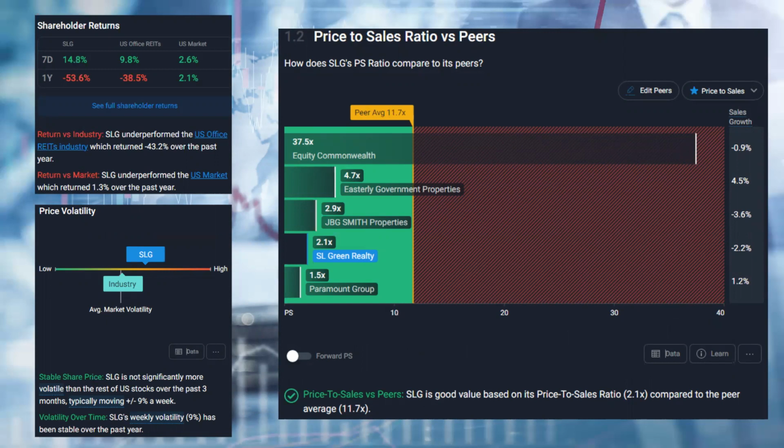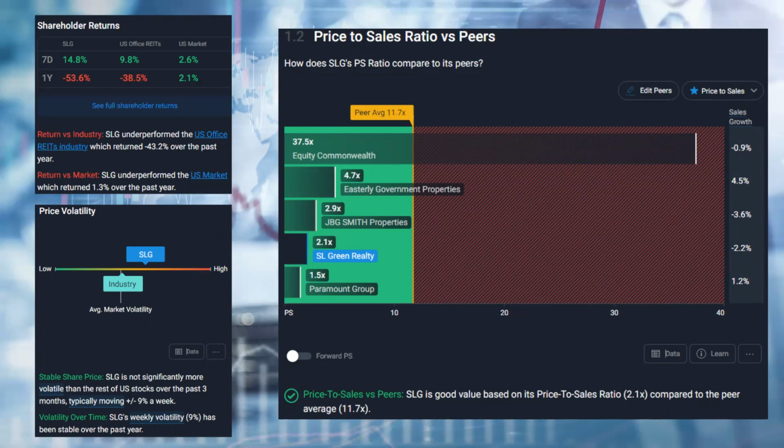Now, the shareholder returns over the past year are down 53%, but over the past 7 days, it's up nearly 15%. It has underperformed the U.S. office REITs industry, which returned negative 43%. So even though the industry is taking a beating, SLG as an individual stock has taken even more of a beating.